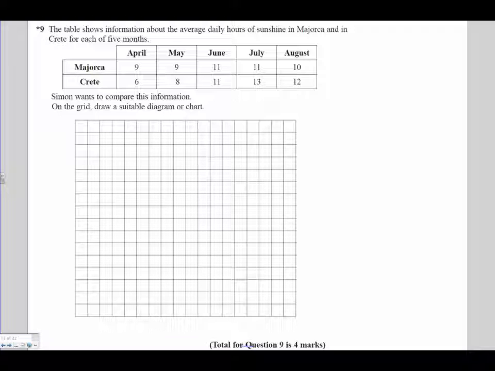Question 9. The table shows information about the average daily hours of sunshine in Mallorca and Crete for each of 5 months. Simon wants to compare this information. So on the grid, draw a suitable diagram or chart. So when you're comparing 2 sets of information, the best format for this is a dual bar chart, where we put one set of information against the other side by side. So for example, April will compare 9 and 6 hours of sunshine.